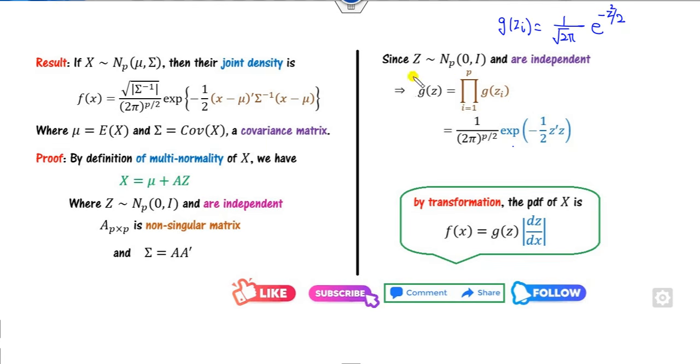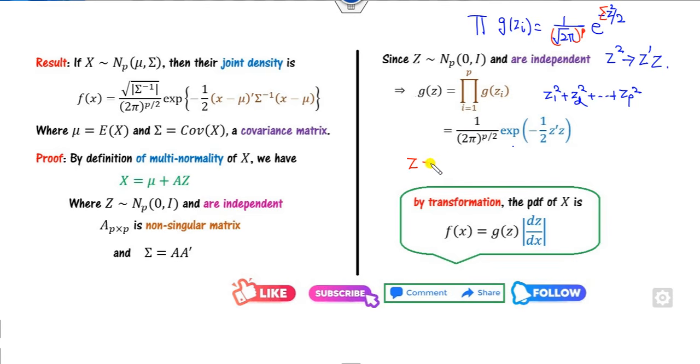Since it's a vector, instead of z square, I have to write z dash into z, because of this product value. Remember, z dash z will be z1 square plus z2 square up to zp square. And when you take the product, this number will be the summation of this, and this constant is a product over p terms. Now I need to find dz by dx.